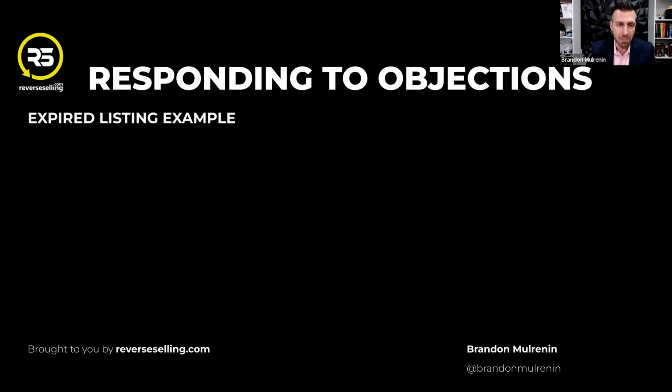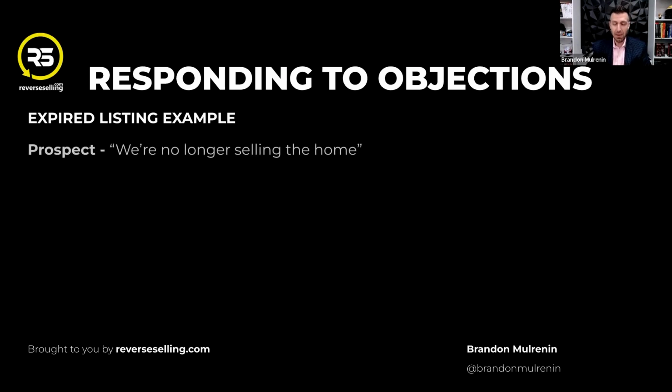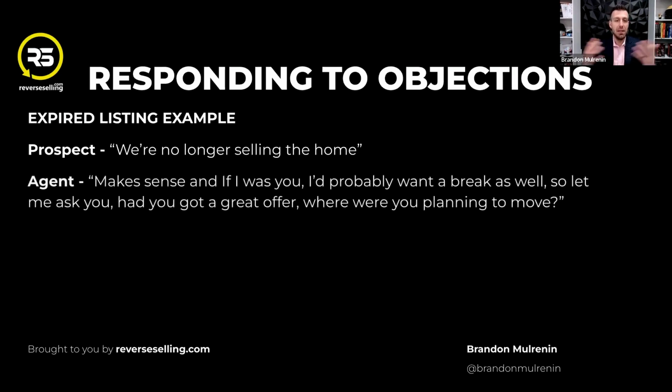You call an expired listing and the prospect gives you this objection. Hey, thanks for calling, but you know what? We're no longer selling the home, which is an objection you get a lot from expired listings. This is how you use that framework. You would say, hey, listen, makes sense. And if I was you, I'd probably want to break as well. So let me ask you, had you got a great offer, where were you planning to move? We have to pivot the next question away from the objection.